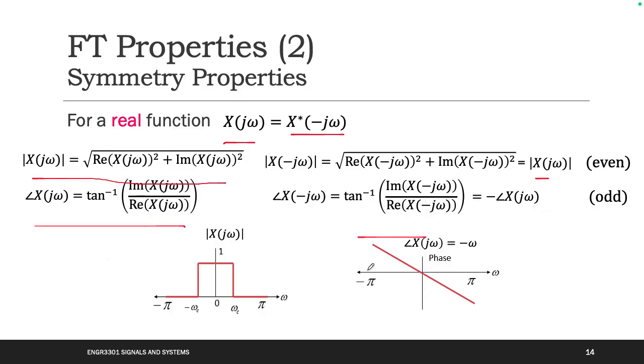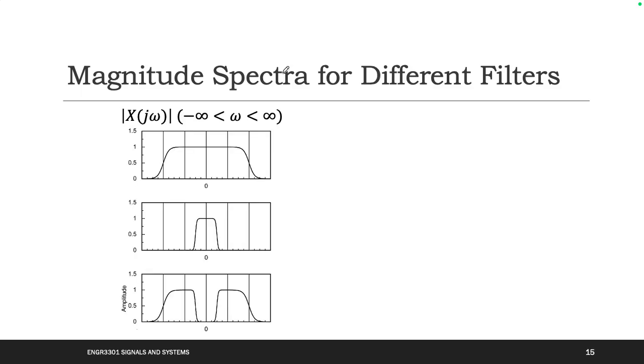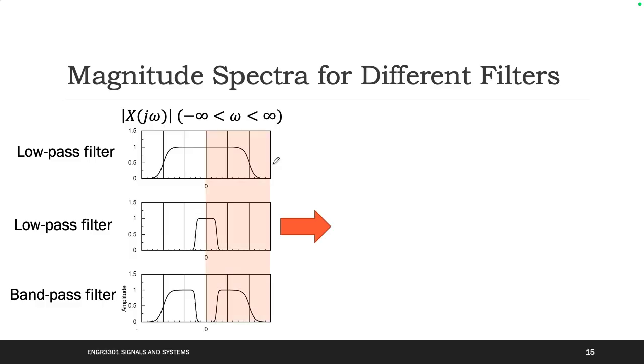Any question so far? Okay. We also talked about the magnitude spectra for different filters. You can see we have different filters here. What kind of filter is the first one? Low pass. This one is also low pass, and this is band pass. But we usually just use the positive part, just this one.